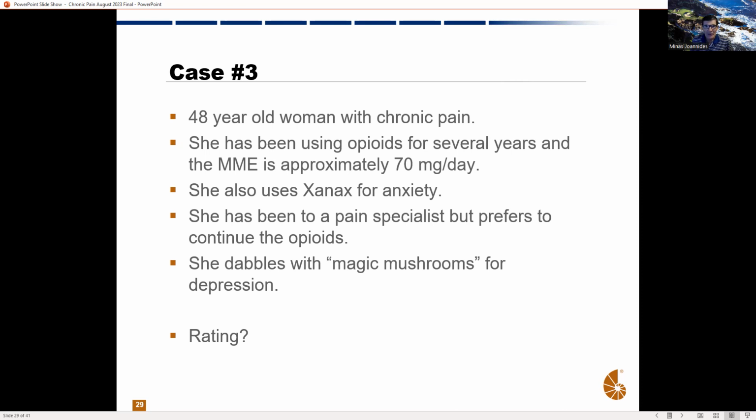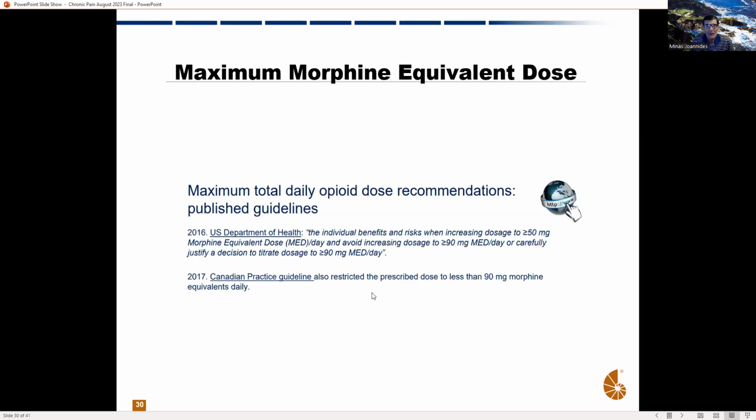And it's in combination with a variety of other features which are concerning, that she doesn't really want to have a pain specialist assisting her. She just wants to continue her opioid. She's on a large dose. She's also taking benzodiazepines. And she's been on the medicines for several years. So again, not a good risk, and you probably would not want to take this person. That's because her morphine milligram equivalent dose was greater than 50, which we said was a concern, right? We saw this slide before.